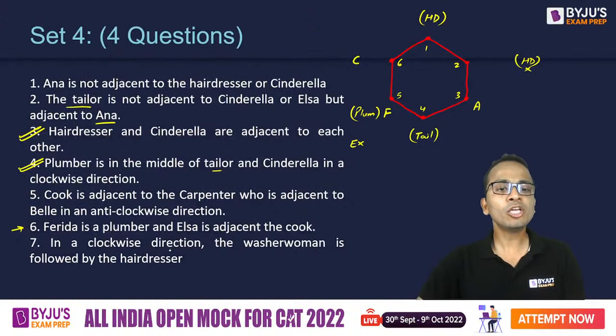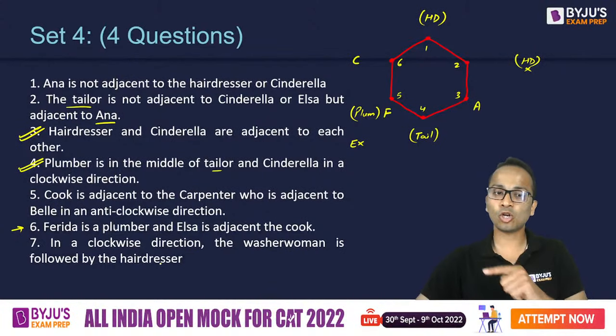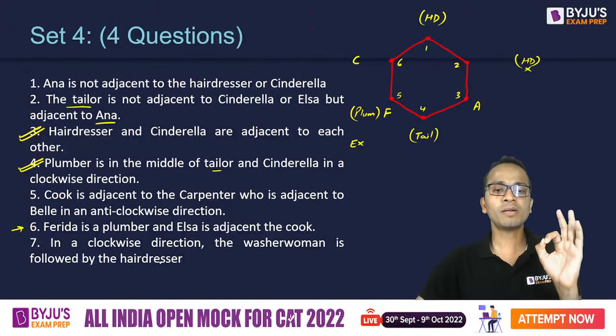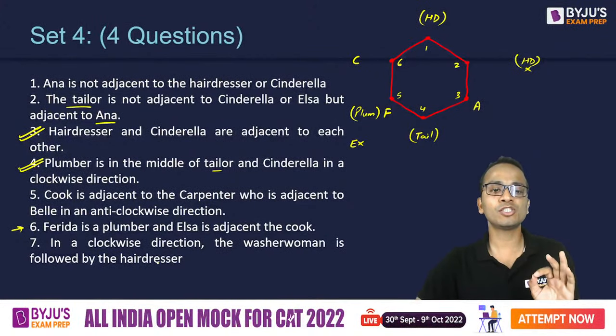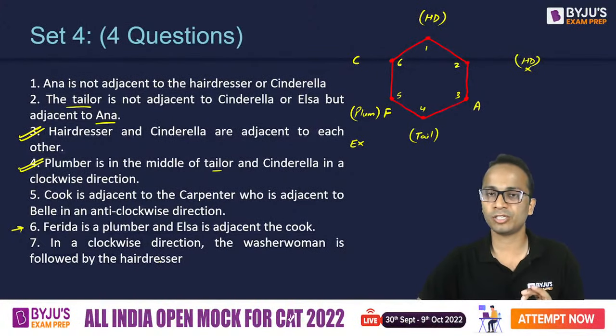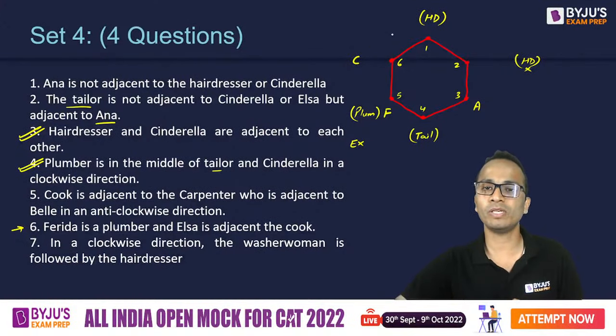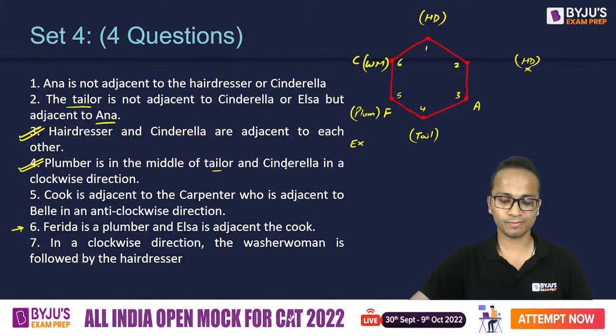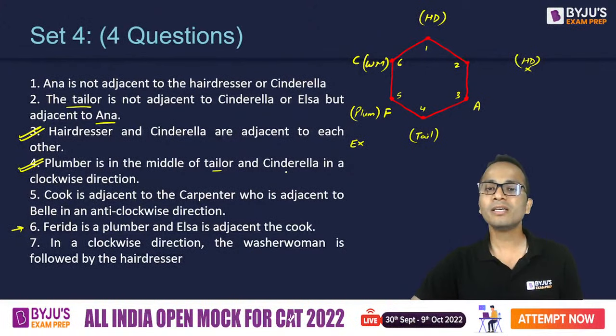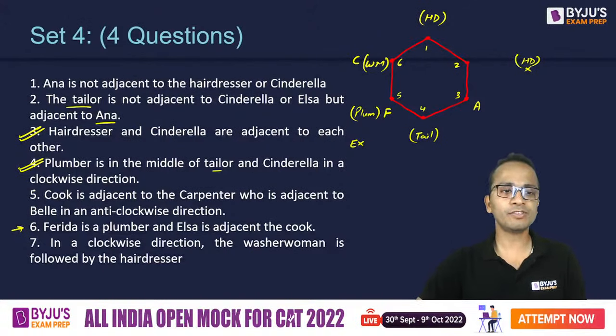Right? In the clockwise direction, washerwoman is followed by hairdresser. Okay. Now washerwoman को hairdresser follow करेगी in the clockwise direction. So washerwoman should be at chair number 6. Okay. Am I clear? Now only 2 professions are left. So I can take help of statement number 5.